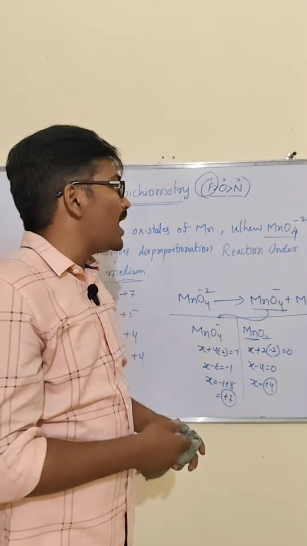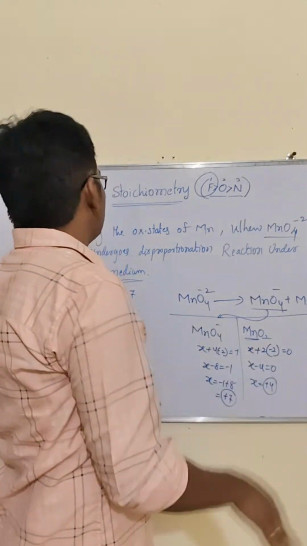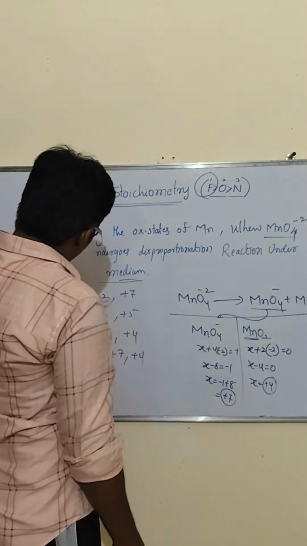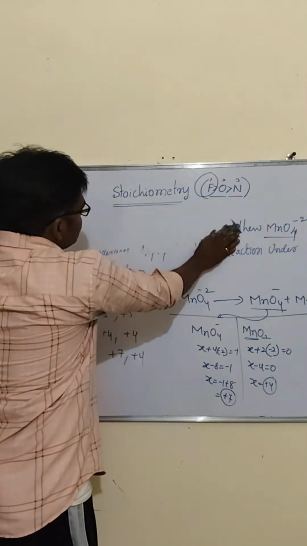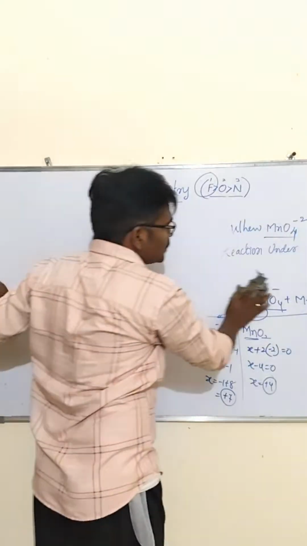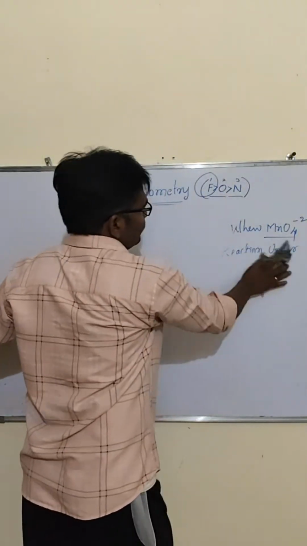Next, balancing redox reactions. These types of questions are asked based on the oxidation number method or half reaction method, to balance the redox reactions. How difficult are the questions that ask to balance redox reactions?